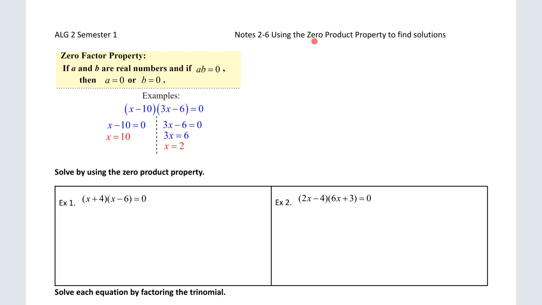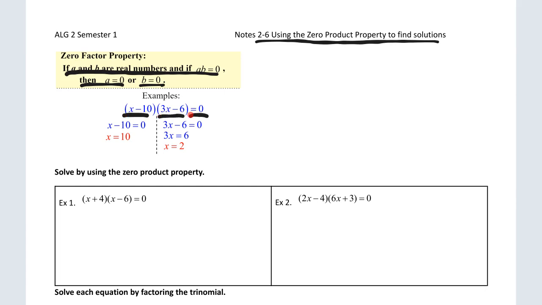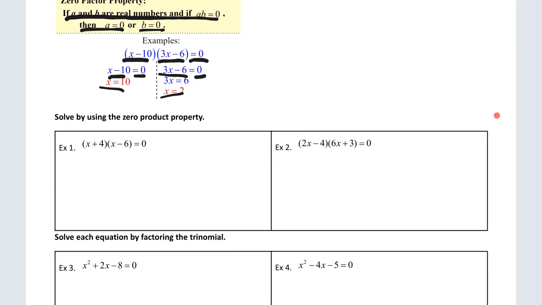These are the notes for 2-6, using the zero property or zero product property to find solutions. Given a and b are real numbers and a times b equals 0, then a equals 0 or b equals 0. For example, if we have (x minus 3)(3x minus 6) equals 0, we set x minus 3 equals 0 and 3x minus 6 equals 0, and then solve for x. Using that method, let's move forward to solving some examples.